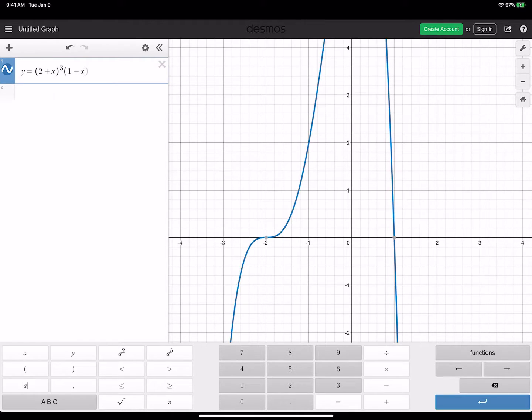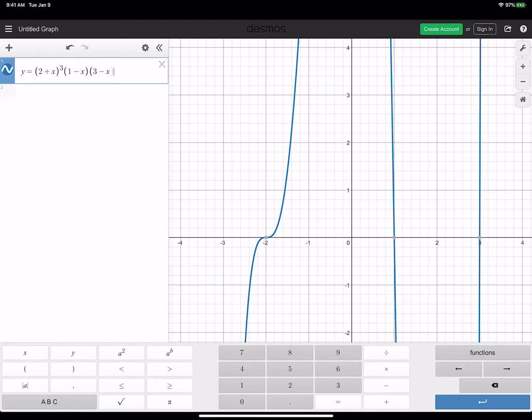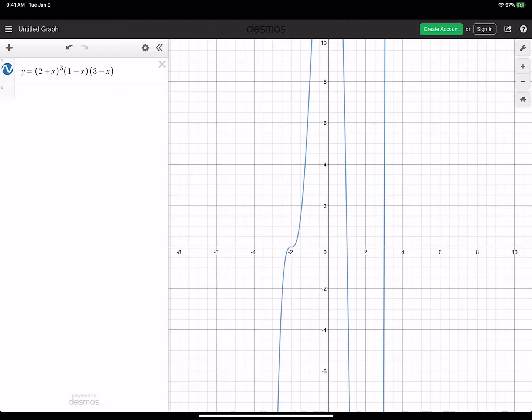Okay, it's getting a little bit more complicated. Got to come out of that parentheses with another parentheses. And was that 2 minus x? Oh, 3 minus x. 3 minus x. And here we go. Now let's see what this curve looks like.